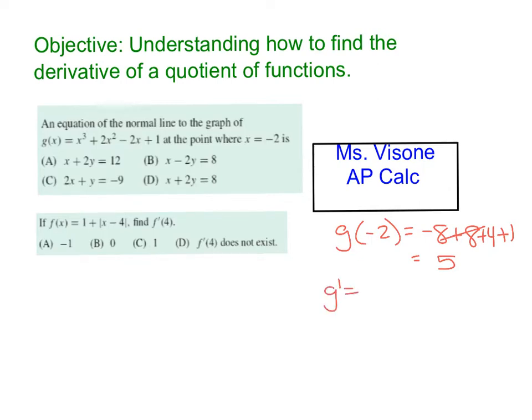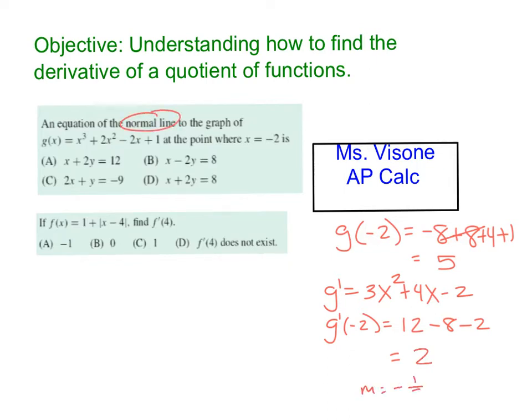To find the slope, we take the derivative, 3x squared plus 4x minus 2, and then I'm going to plug in that -2 again. So that's 12, minus 8, minus 2. No, that's just 12 minus 10, which gives me 2. So if 2 is the slope of the tangent line, the slope of the normal line would be -1/2.